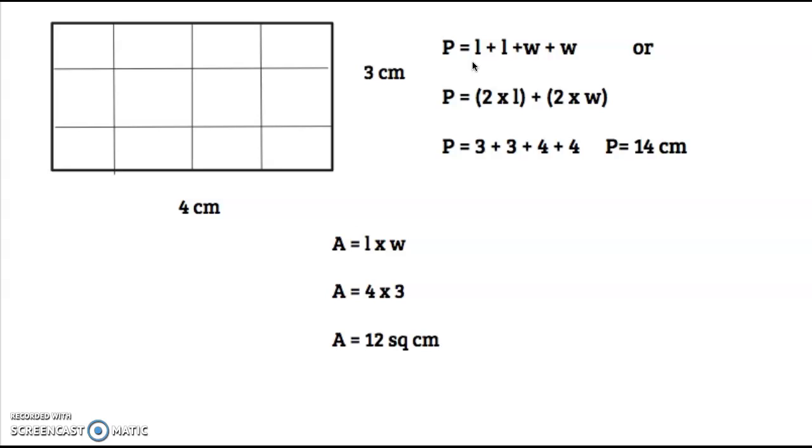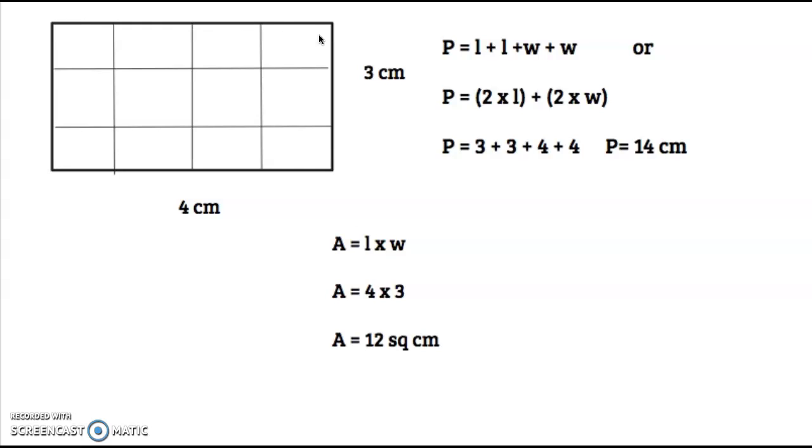My formula for perimeter is length plus width, or I can write my formula as 2 times the length plus 2 times the width. Either way, when I put those numbers in, I'm going to get the answer that the perimeter is 14 centimeters. That is the distance that goes around my rectangle.